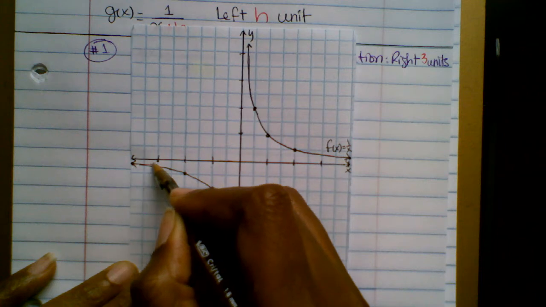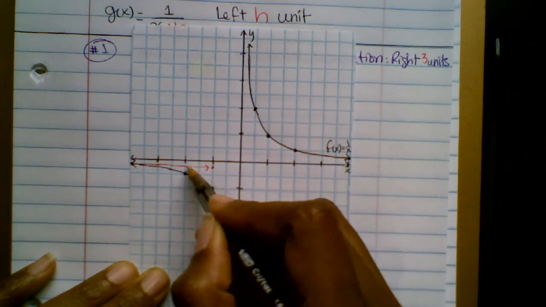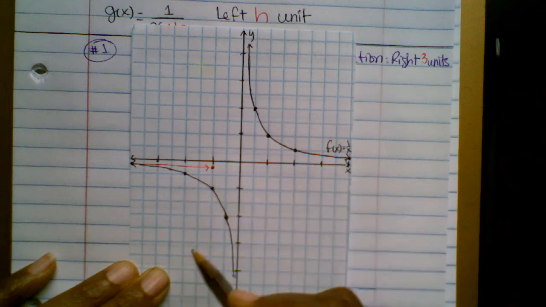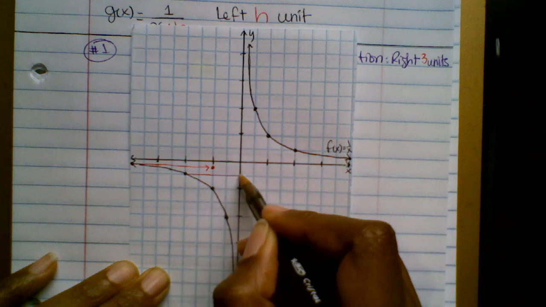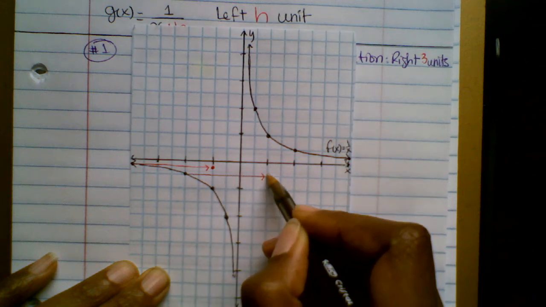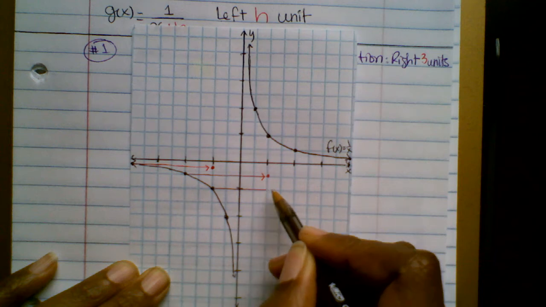So let's do that. 1, 2, 3, 6 squares. So this is a new point. This other point, I'm going to move as well 3 units: 1, 2, 3. The next one, I'm going to move again 3 units: 1, 2, 3.